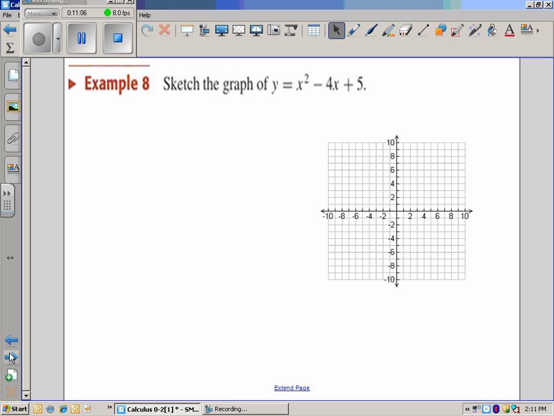Example 8, sketch the graph of y equals x squared minus 4x plus 5. This is a review of Algebra 1, so please pause now and sketch the graph.